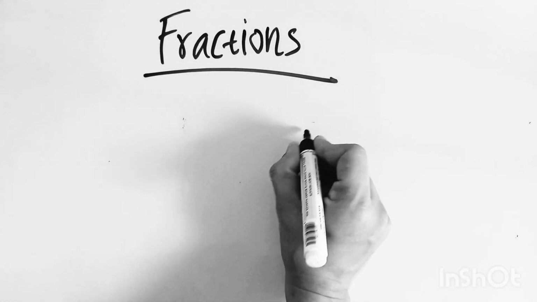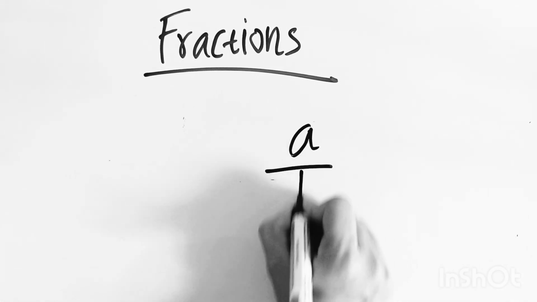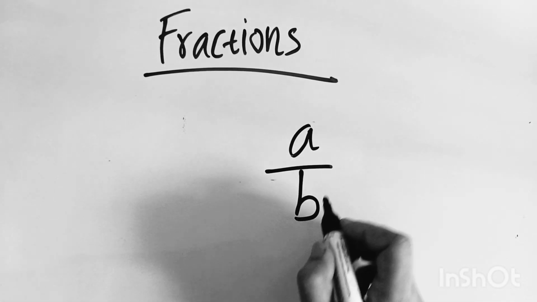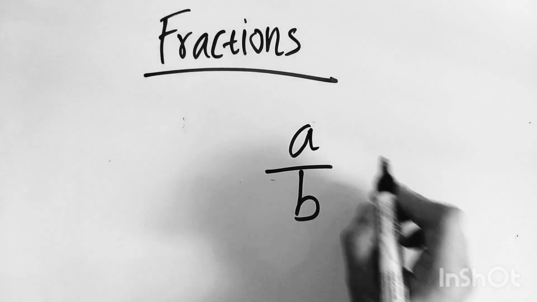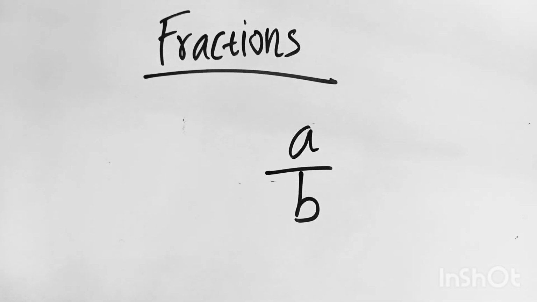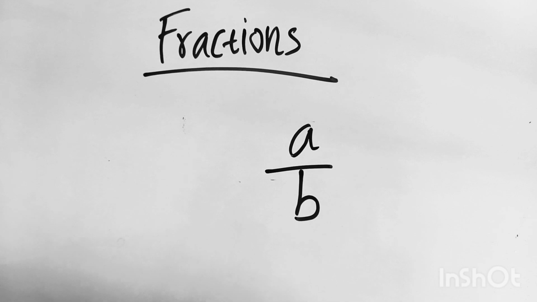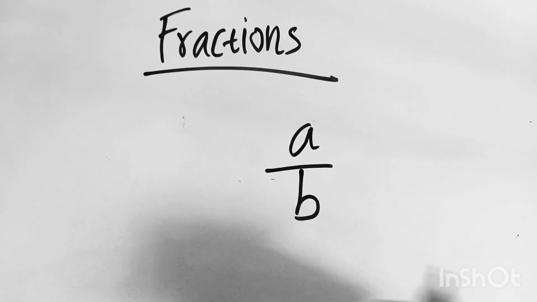Any number of the form a by b, where b should not be 0. Any number of the form a by b is called a fraction, where a and b are any integers. Okay? Now, b should not be 0.